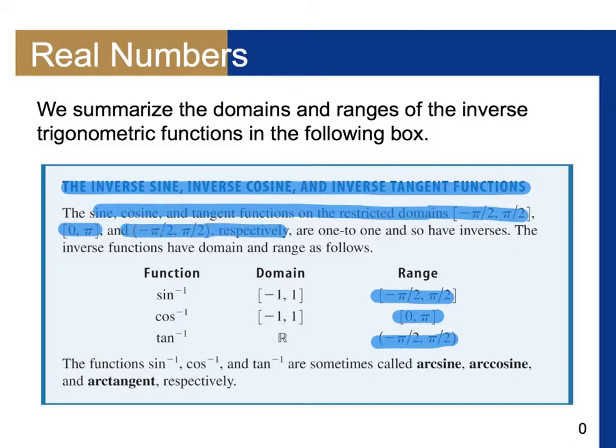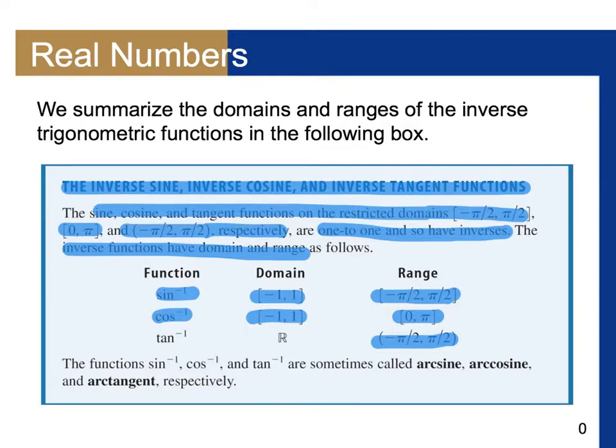On these restricted domains, sine, cosine, and tangent are 1 to 1, and so they have inverses. So the inverse functions have the following domains and ranges. Inverse sine: domain is minus 1 to plus 1, range is minus pi over 2 to plus pi over 2. Inverse cosine: domain is minus 1 to plus 1, range is 0 to pi, including 0 and pi. Inverse tangent: domain is all reals. Remember, our tangent can be any real number if we take the tangent of an angle. And our range is minus pi over 2 to plus pi over 2 without including the endpoints.